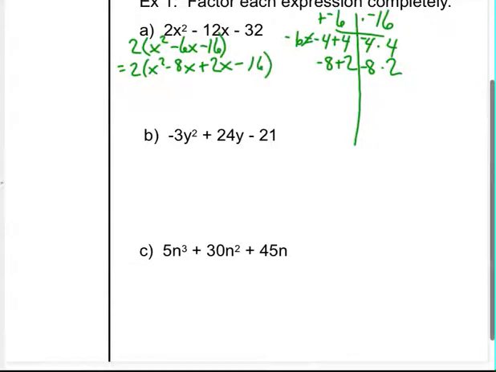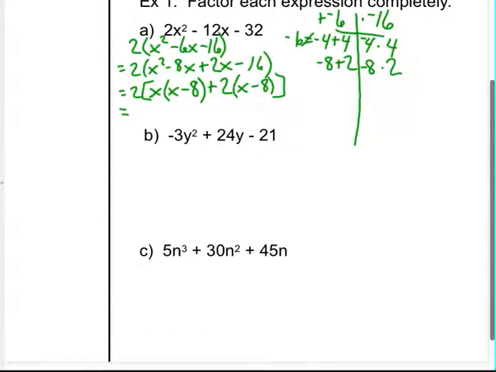So for my first two terms, I can factor out an x. So x squared, when you factor out x, you're left with x. And negative 8x, when you factor out the x, you're left with negative 8. My second two terms have a common factor of positive 2. When I divide that out of each term, I'm left with x minus 8. And I'm keeping my GCF out front, the 2 that I factored out in the first place.